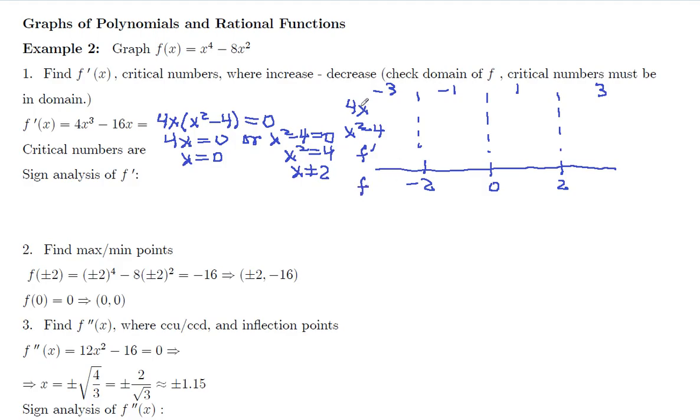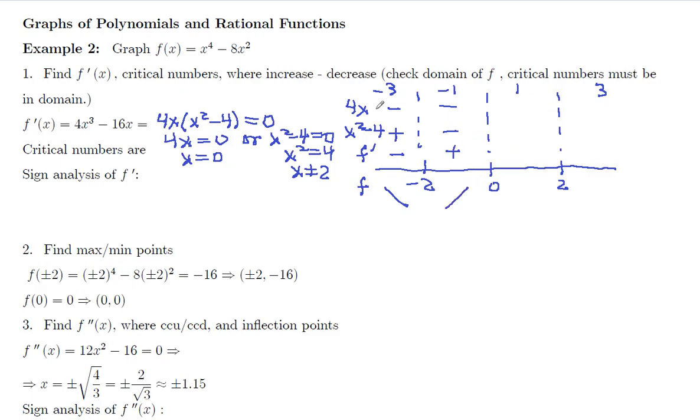So -3 in here for x. -3 times 4 is -12, so that's negative. -3 in here. -3 squared is 9 minus 4, that's positive. Negative divided by positive is negative. F is decreasing. Plug in a -1. -1 times 4, negative. -1 squared is 1 minus 4, that's negative. Negative times negative, positive. F is increasing.